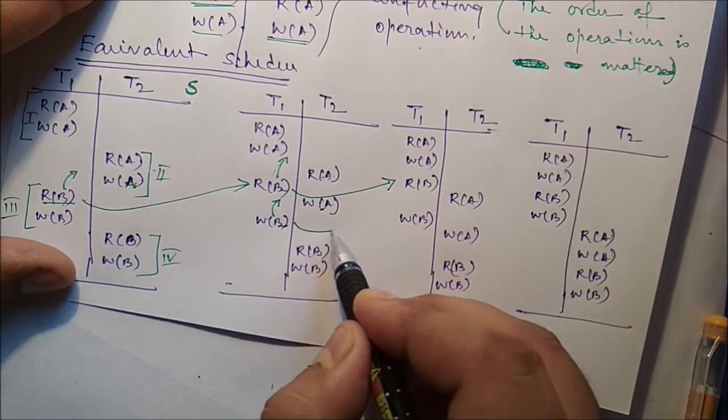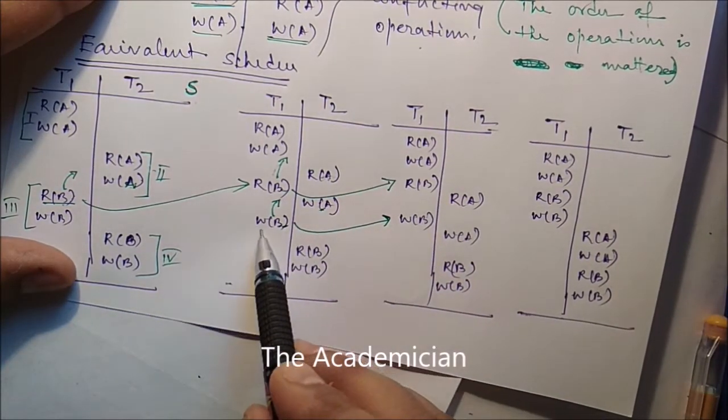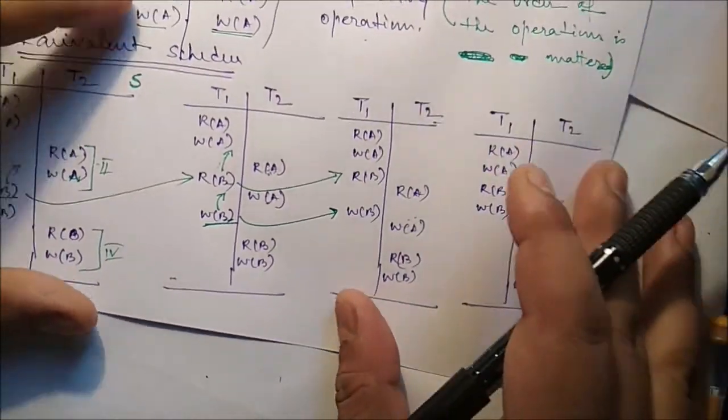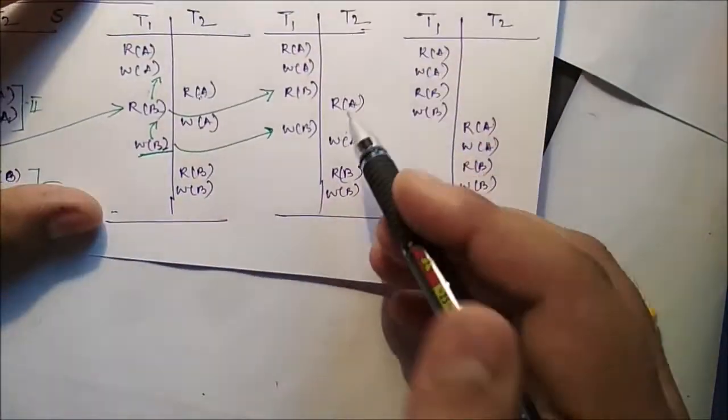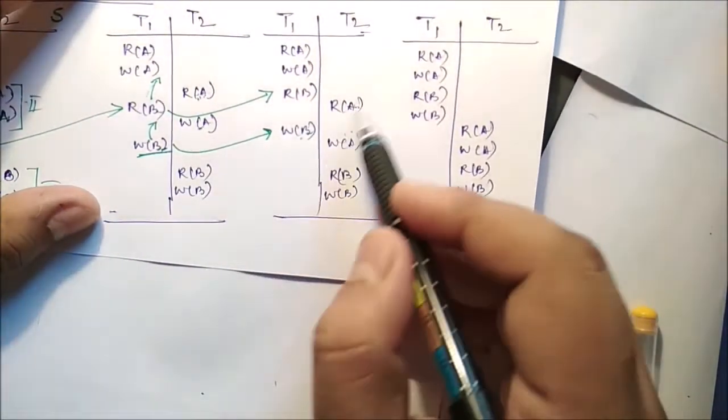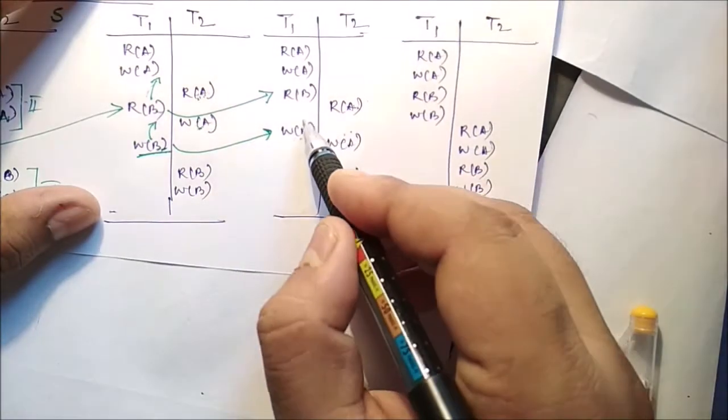So this WB is this one, and you can see this instruction is in between these two. Okay. Now once again we can see both working on different variables. Both are non-conflicting instructions, operations. That means we can move further.